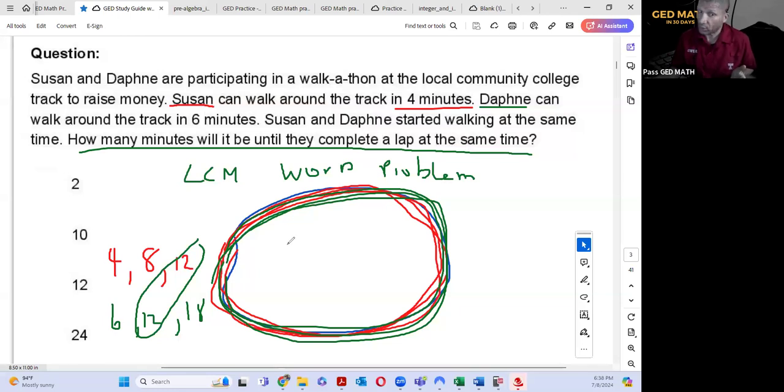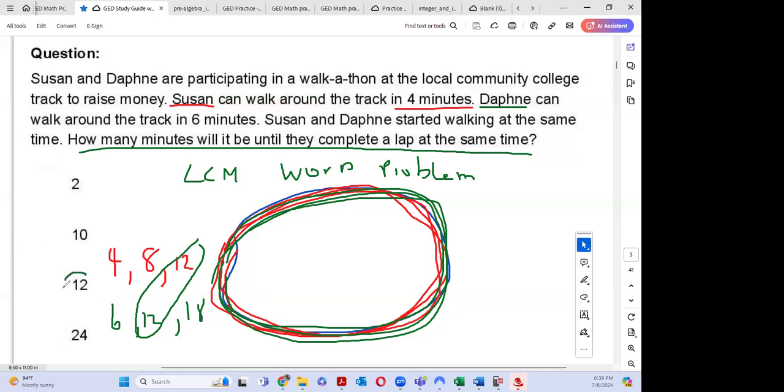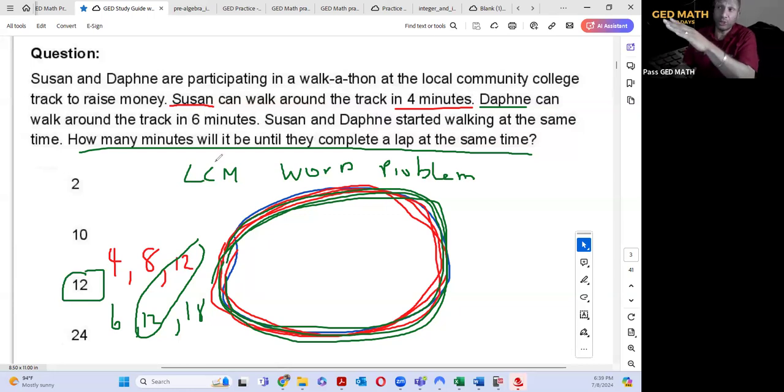Well, 24 minutes is also correct because they're going to also complete it at the same time at 24 minutes also. So I don't like this question. What they should have said is how many minutes will be until the first time they complete a lap at the same time. That would have been a better question. Like if you keep going after 12, you got the 24 too for both, right? But the answer is 12. What they wanted is you to use the least common multiple concept, and your answer is 12.